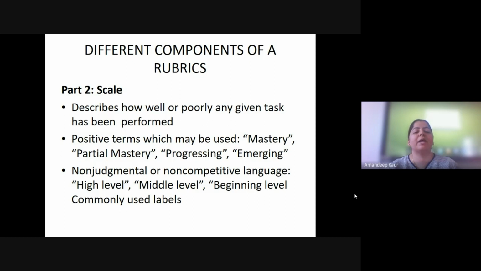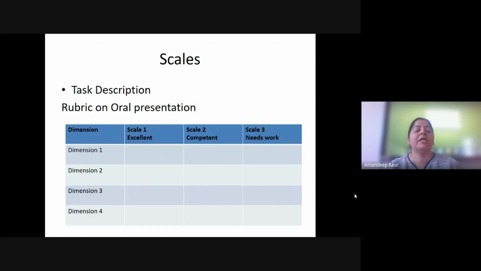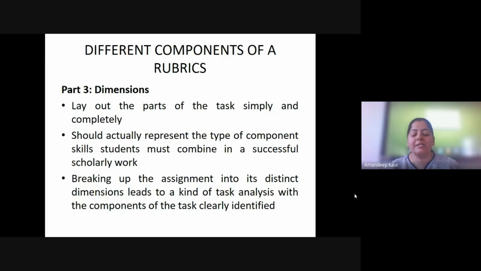So that kind of language helps us more to engage our students in the process of teaching and learning. We have discussed the scale and the task description, and the third part of any rubric sheet is the dimension. Dimensions are nothing but the activity specification designed by the faculty for that activity, that is, in how many steps the activity can be completed by the student.